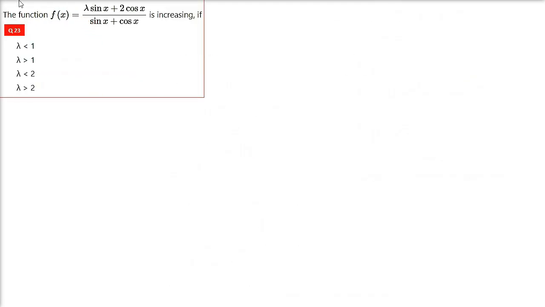The function f(x) equals lambda sin x plus 2 cos x by sin x plus cos x is increasing if... So this f(x), we will differentiate and put it greater than 0, and we will get the value of lambda with a certain relationship with other numbers. We have done so much differentiation up till now that I leave it to you. It will save your time and my time also, because f dash x differentiation you already know.